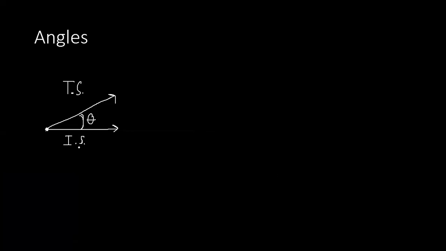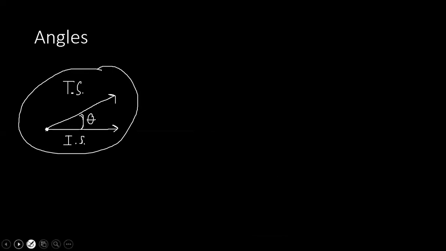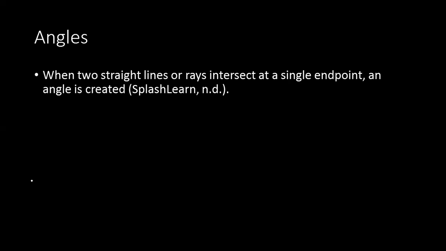But in the meantime, we will focus on this one because this is the standard way we are going to measure the angles, which is to be discussed later, right? So to sum up, basically, when two straight lines or rays intersect at a single point, an angle is created.